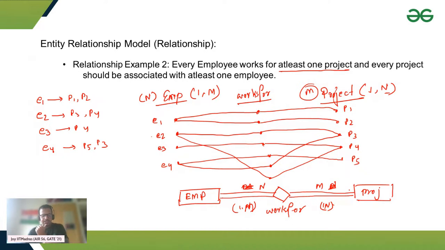Yeah. So in this case, it is a many-to-many relationship, right? We can have multiple employees in a single project. We can have multiple projects for a single employee. It is a many-to-many relationship. So I think we can move forward.